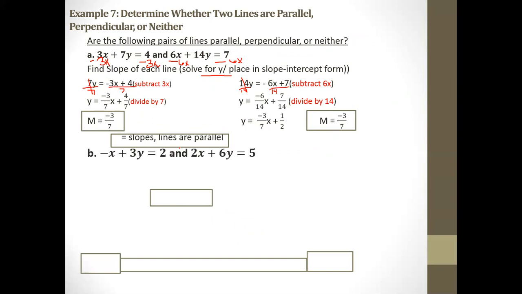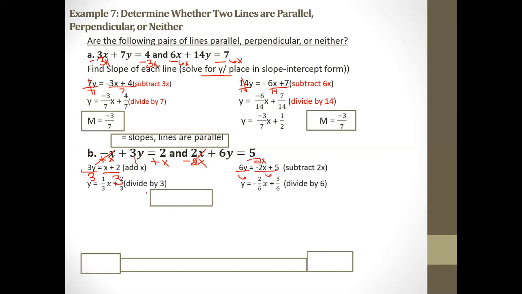Part B, we have -x plus 3y equals 2, and 2x plus 6y equals 5. So we need to solve for y again. With the equation on the left side, we're going to add x to both sides and divide by 3. With the equation on the right side, we're going to subtract 2x from both sides and divide by 6.